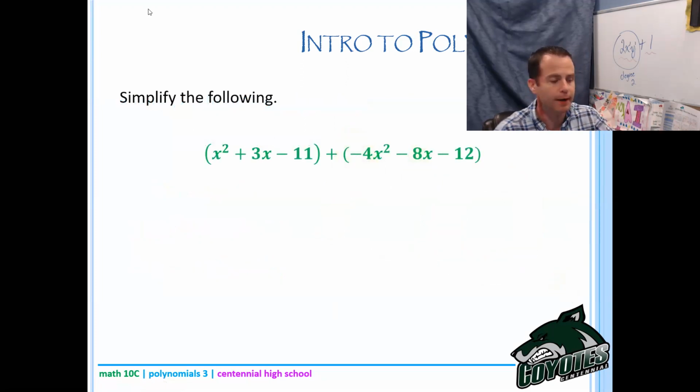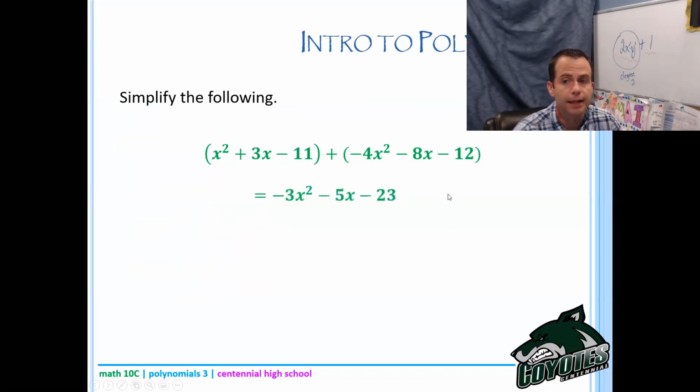Okay, so simplify the following. When we do this, we usually want to write another line without the brackets first. So this is a polynomial x squared plus 3x minus 11. I'm going to add another polynomial, negative 4x squared minus 8x minus 12. Now, in this instance, when we're adding, the brackets aren't really doing anything, so we can just drop the brackets. This is going to be x squared plus 3x minus 11, and then minus 4x squared minus 8x minus 12.